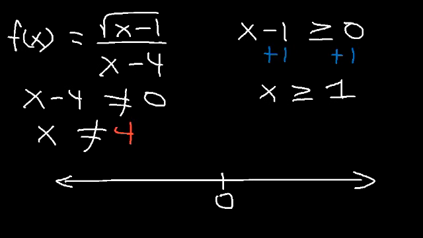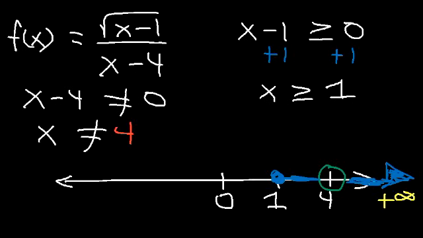So the critical points are 1 and 4. At 4, we have an open circle, since x cannot equal 4. But x can equal 1, so we have a closed circle at 1. This inequality says that x can equal 1 or it can be greater than 1, which means we need to shade to the right side. But it can't be 4. It could be anything past 1 except 4.